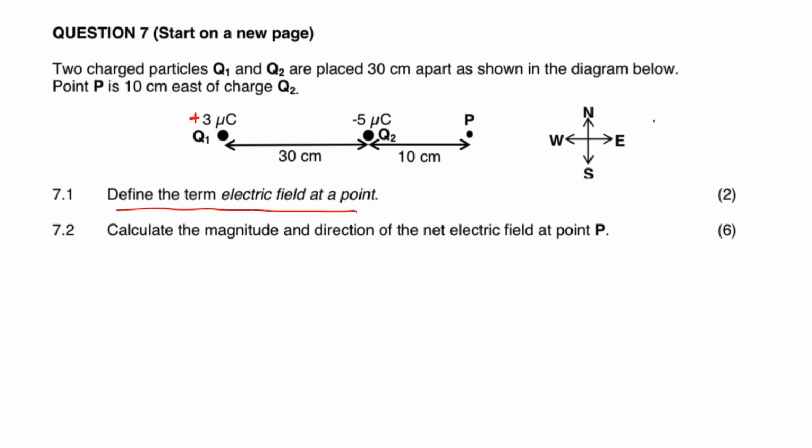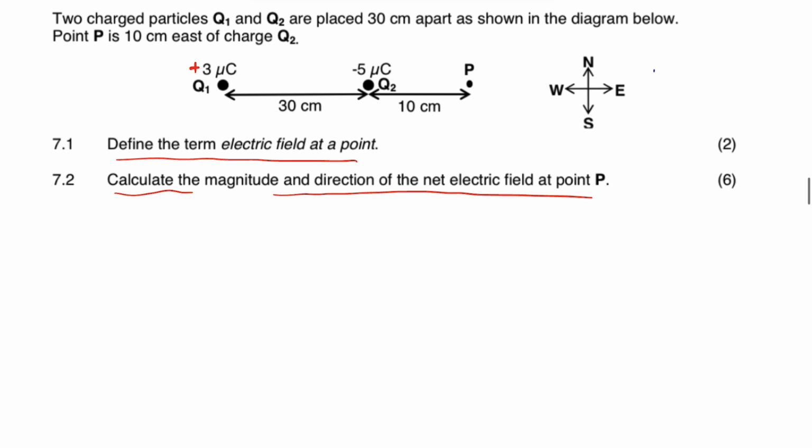Now question 7.2 says calculate the magnitude and direction of the net electric field at point P, right? So guys, one important thing here: we have a positive Q1, and the electric field experienced by P due to Q1. The field lines of Q1, since it's positive, are going to go to the right. So the electric field is going to be like that.